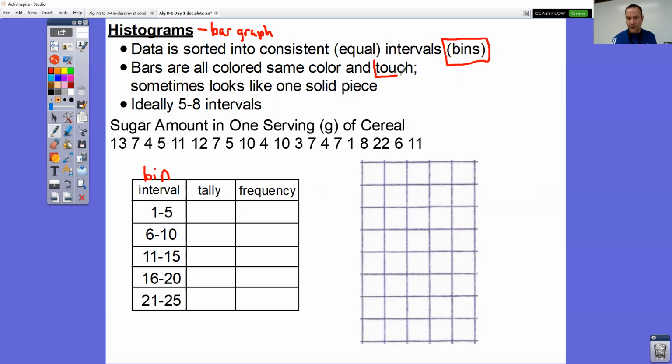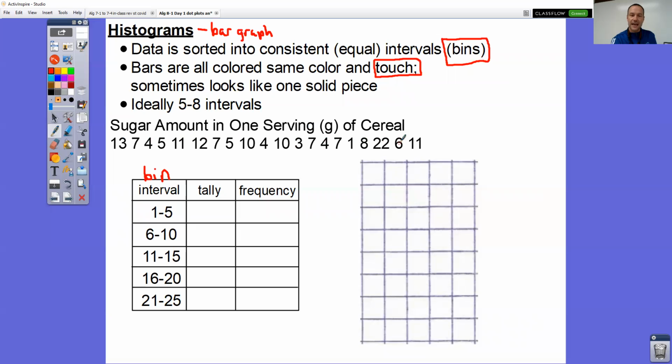That is very important. On the Regents exam, they're very, very picky on that. Sometimes it looks like one solid piece. Ideally, there are 5 to 8 intervals. Now, normally you would have to set these up on your own, but sometimes they'll be set up for you.